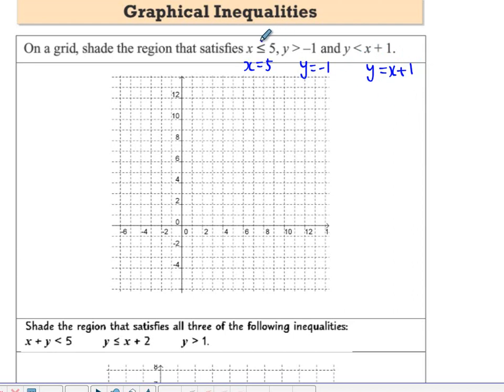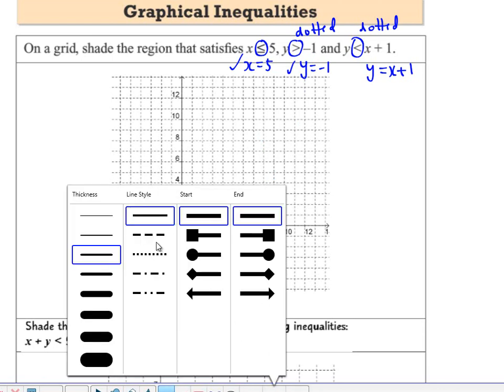And you can tell this means that it is a full line. This one means that it is a dotted line. And this one also means you're going to get a dotted line. The first two lines are quite easy. x equals 5 is a line that's going to... So let's check. That's a full line.